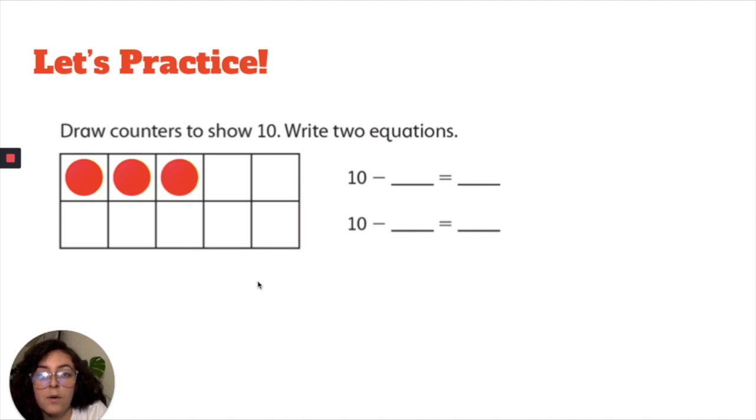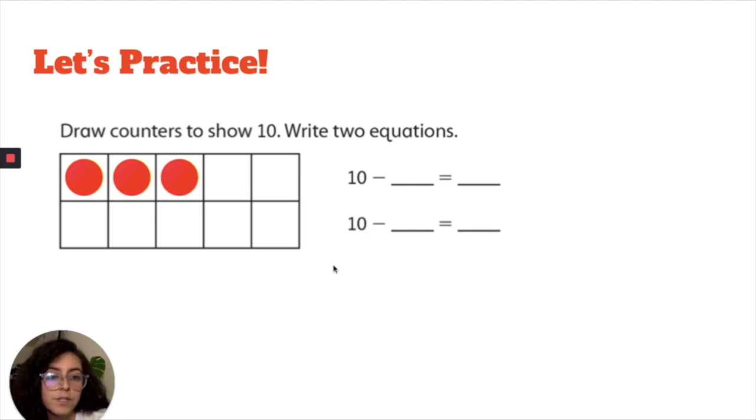Okay, now go ahead and draw this on your whiteboard. Go ahead and pause the video if you need to, and then click play again when you're ready. Okay, our problem says, draw counters to show 10. Write 2 equations. Okay, so now we're going to check what type of equation we need for this problem. I noticed that there's a minus sign, so that means that we're going to be doing subtraction equations.